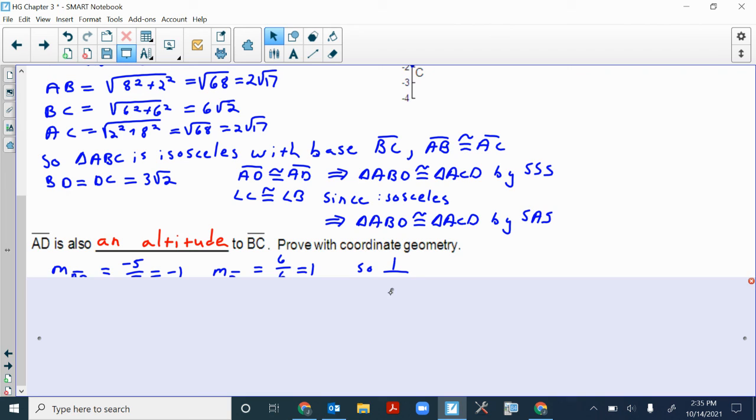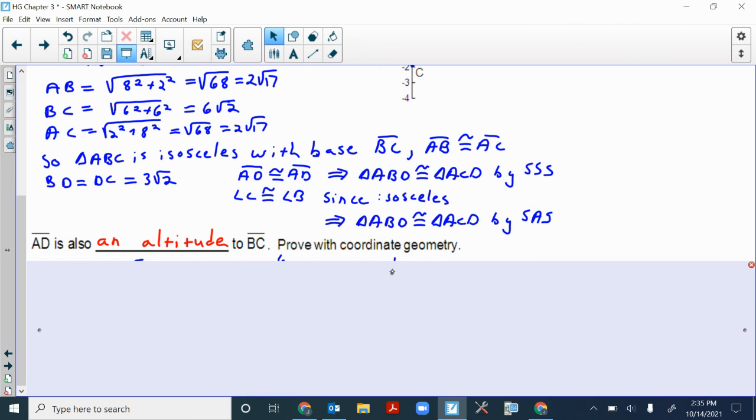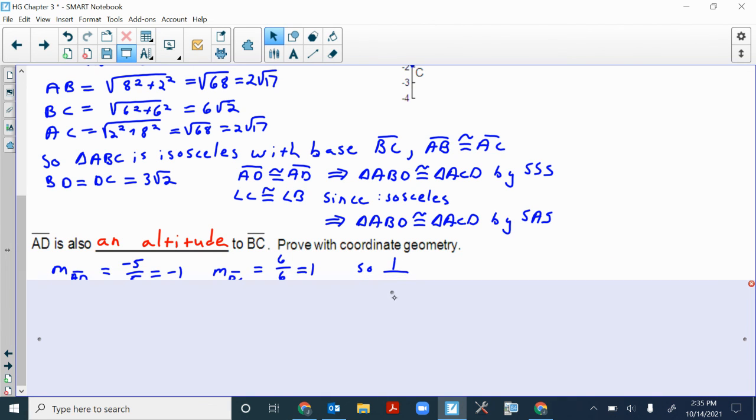All right, and then here we have AD is also an altitude to BC, prove with coordinate geometry. So here we build it off the proof we just did, but we can just find the slope. So measure the slope of AD, we find the rise over run, it's -1. The slope of BC ends up being 6 over 6, which is 1. Those are opposite reciprocals. So we do indeed have perpendicular lines.